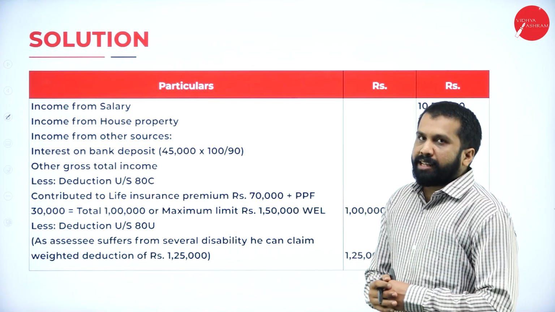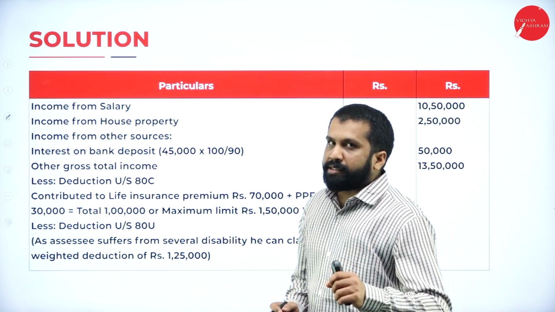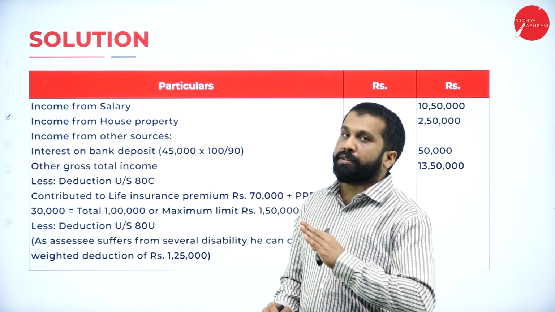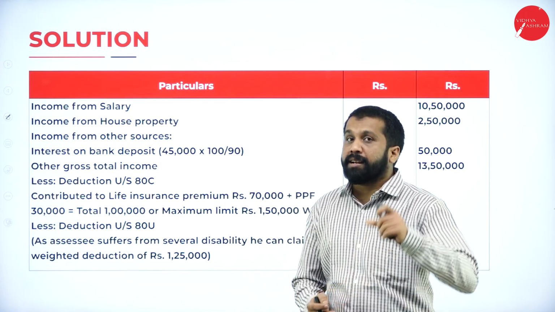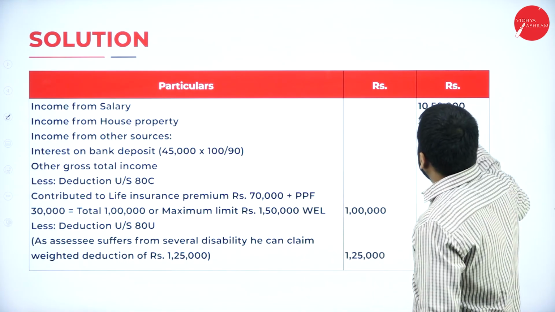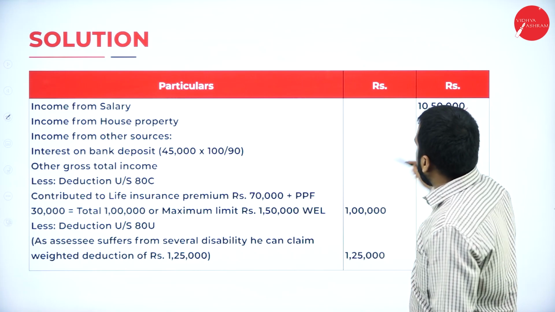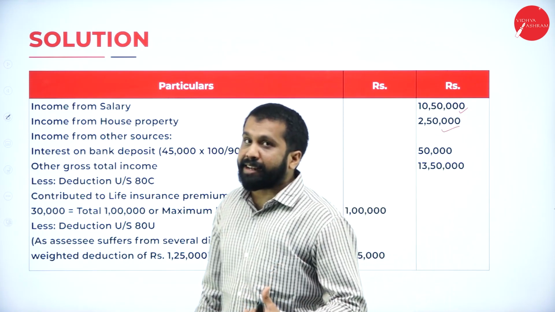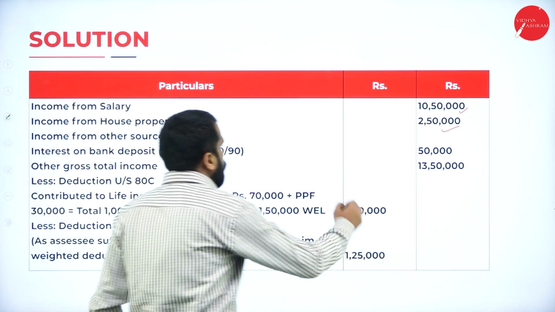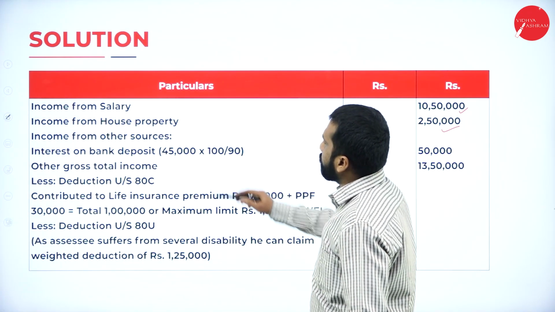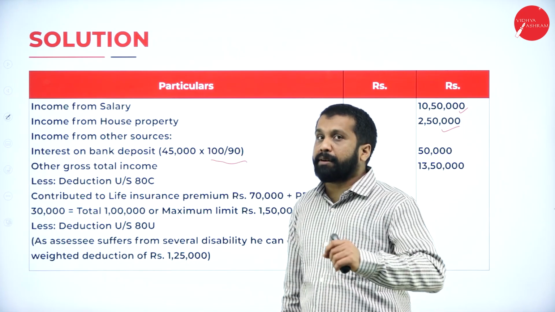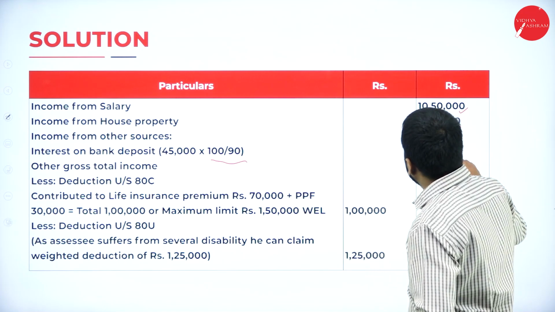Now we'll come to the salary. As I told you, if the word "computed" is there, you don't do any further calculation, write it directly. If the word "computed" is not there, then you are supposed to minus 50,000. Now, income from salary, done. Income from house property, they have given directly, so we have taken directly. Then, income from other sources. What is this other source? Bank deposit, 100 by 90. Why? Because they have given net in the bracket.